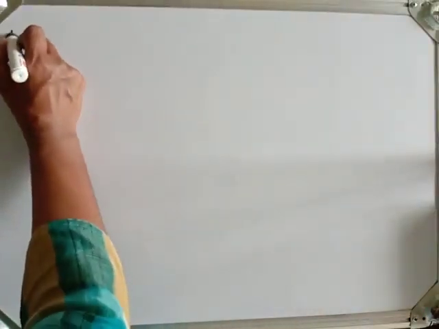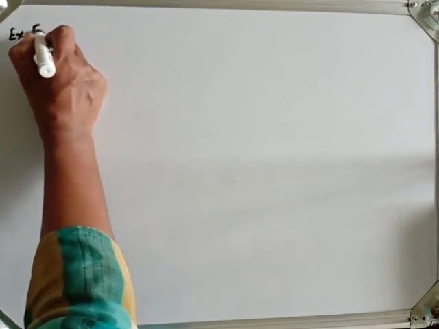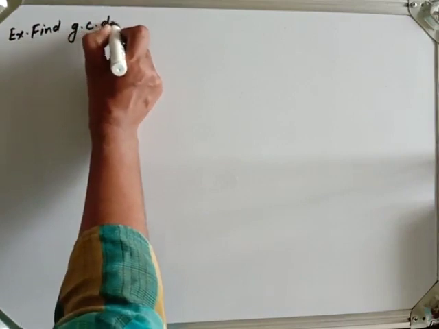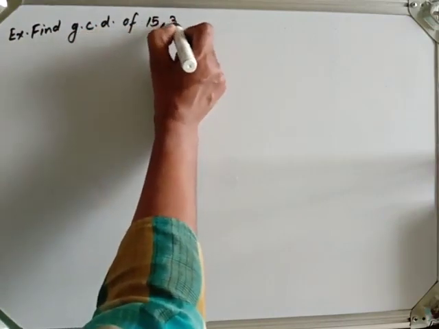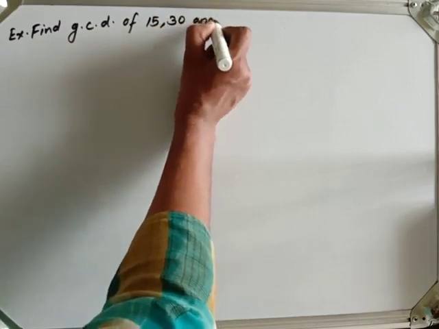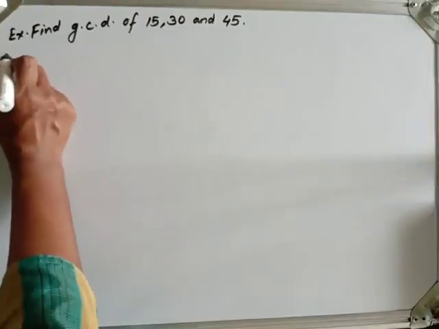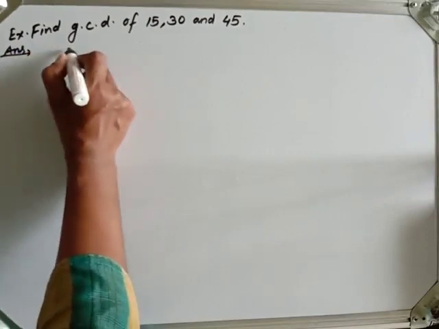Now let us take a small example for this one. Suppose we have to find the GCD of 15, 30 and 45. Example: find the greatest common divisor of 15, 30 and 45. So what is the answer here? That is what we have to find.